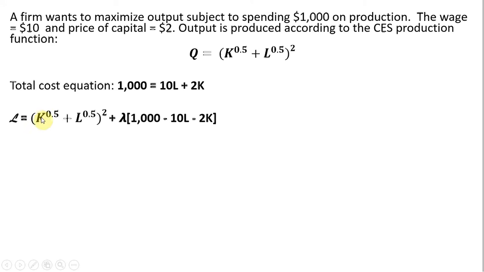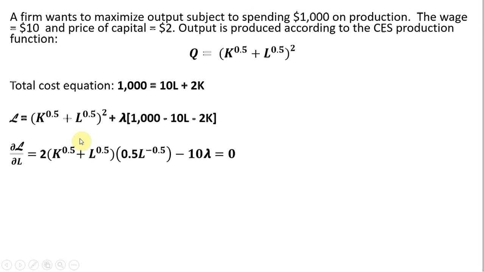Setting up the Lagrangian, we're trying to maximize output. The output is given by this production function, subject to the constraint of $1,000 minus 10L minus 2K. I'm just moving the 10L and 2K to the left-hand side, so that's why they appear as minus signs in front of the 10L and 2K.